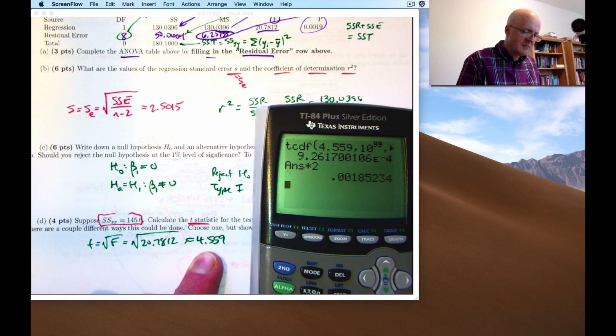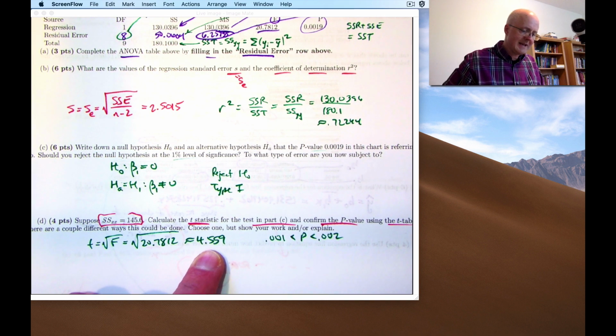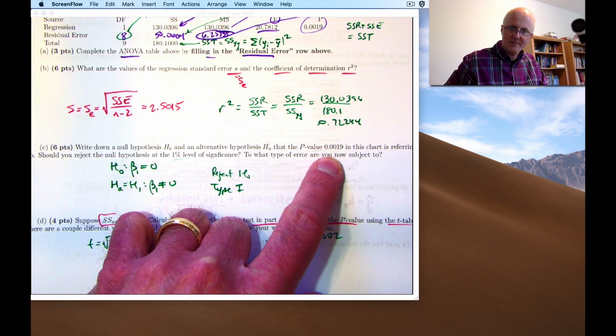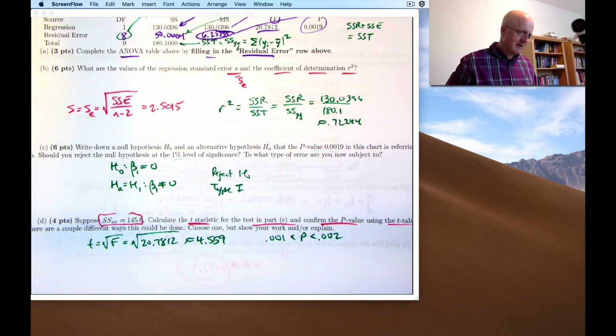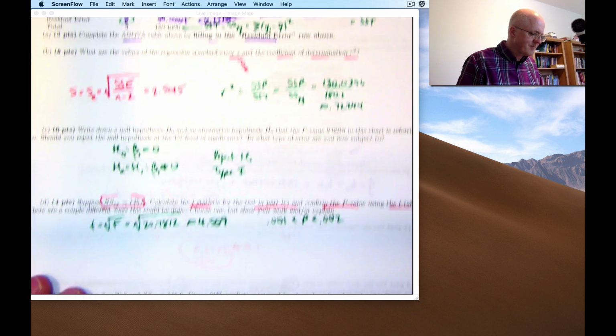Times 2, 0.0019 when you round that. Yes, that matches 0.0019. Okay? So that would be a way to do it with technology. What's the other way to find the t-statistic?